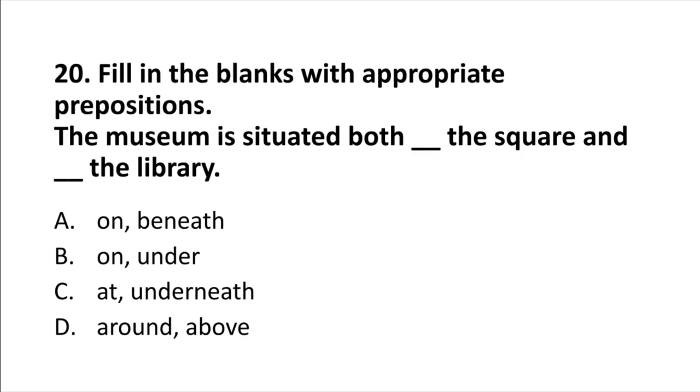MCQ number 20. Again, fill in the blank with the appropriate preposition. The museum is situated both dash the square and the library. Option A, on, beneath. Option B, on, under. Option C, at, underneath. Option D, around, above. And the correct one is option D, around, above.